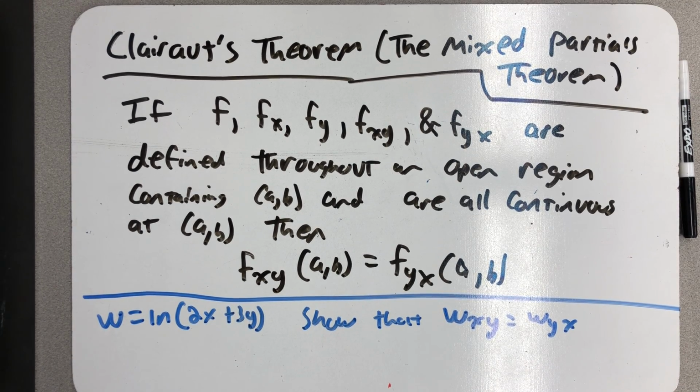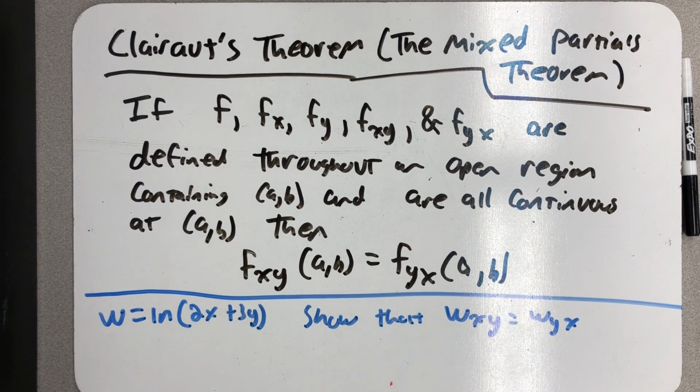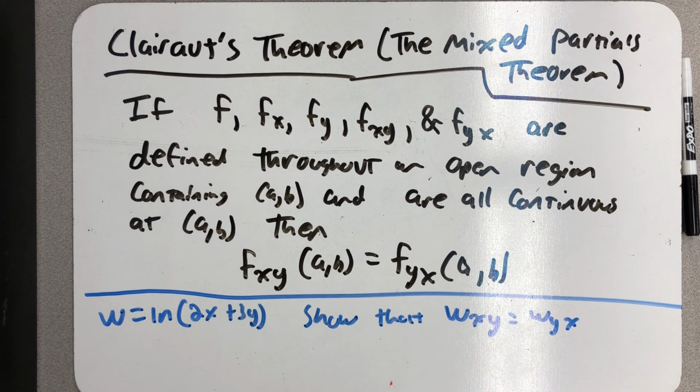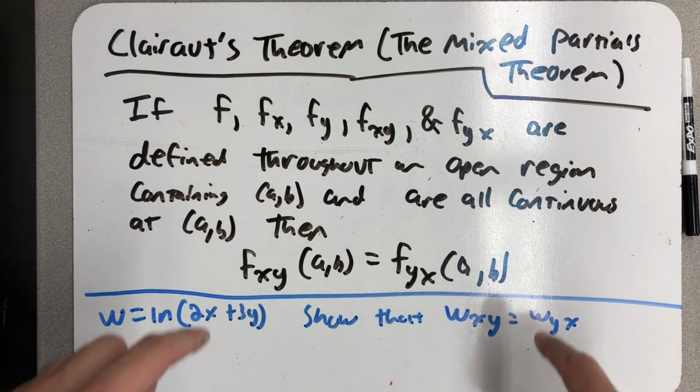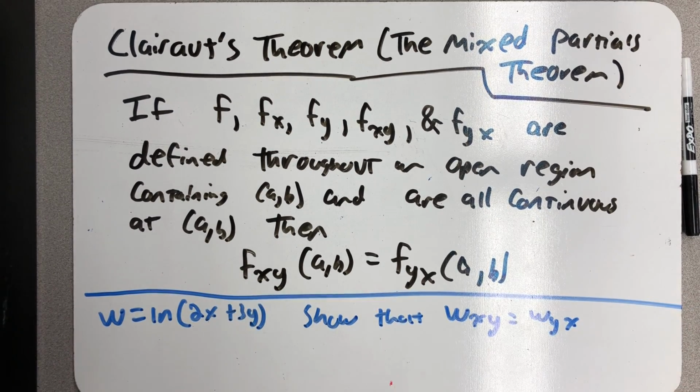A very important theorem in this section of our class is Clairaut's theorem, also known as the mixed partials theorem. If our function f of x, y, its first partials fx and fy, and its mixed partials fxy and fyx are defined throughout an open region containing the point (a, b), and are all continuous at (a, b), then the mixed partials at (a, b) must be equal.